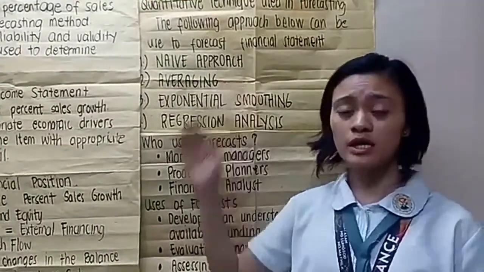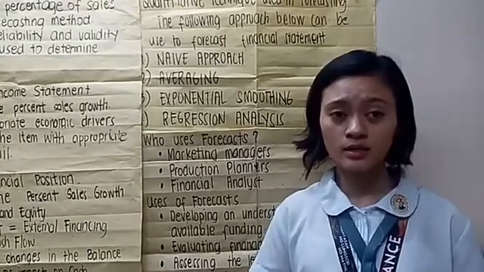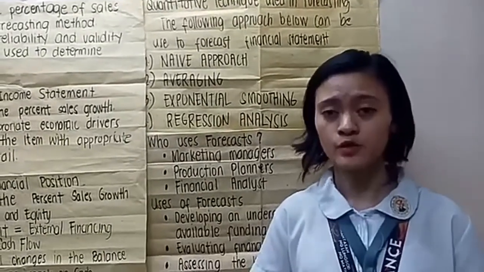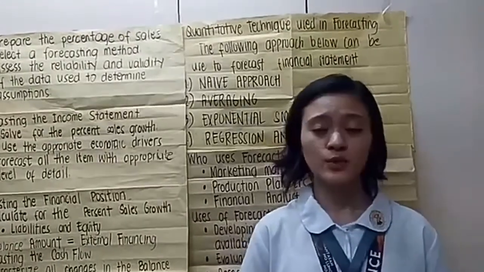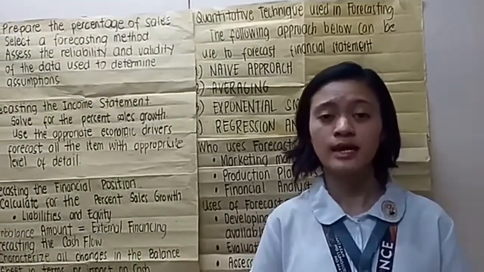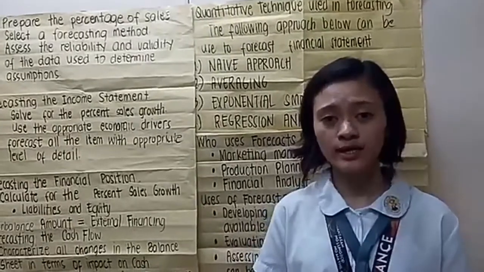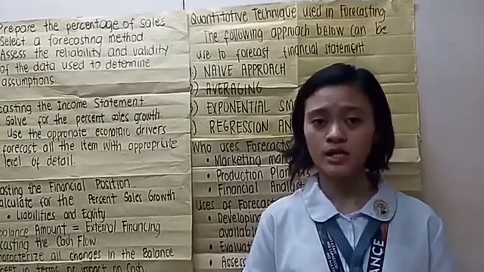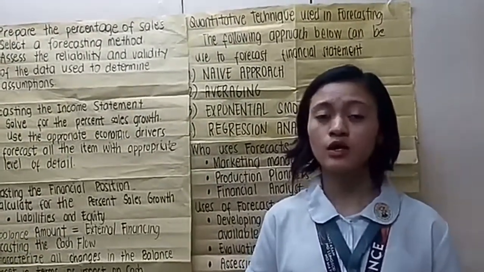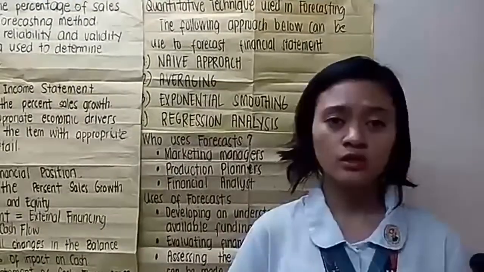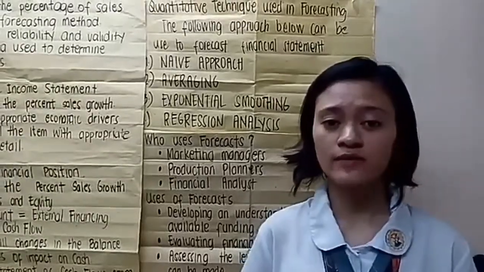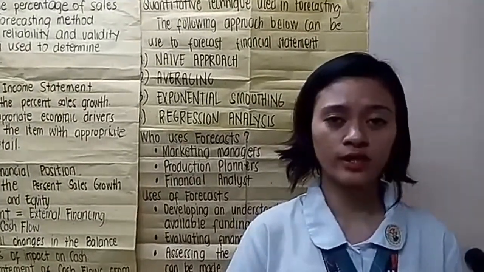The naive approach simply uses the actual demand for the past period. This assumes that the past will repeat. It also assumes that any trends or cycles are either reflected in the previous period's demand or do not exist. Another technique is averaging. It includes the moving average, weighted average, and weighted moving average.